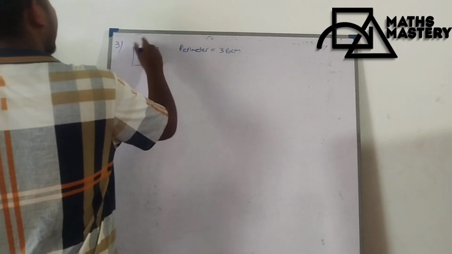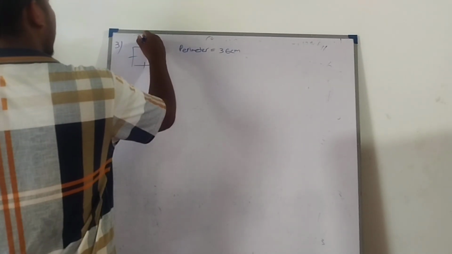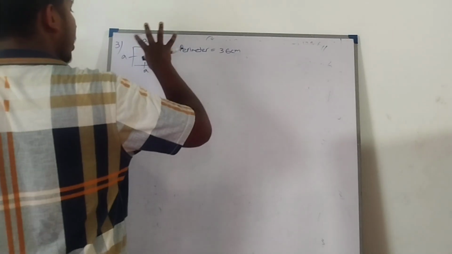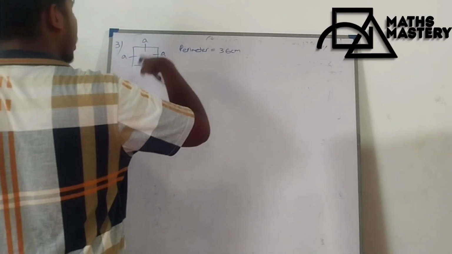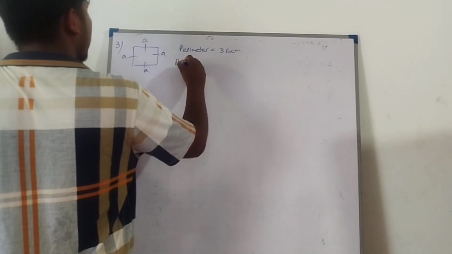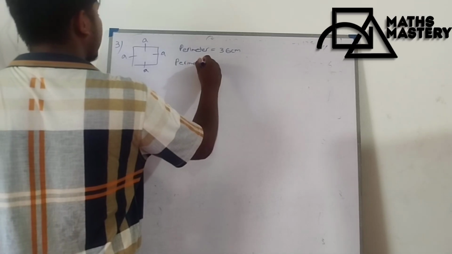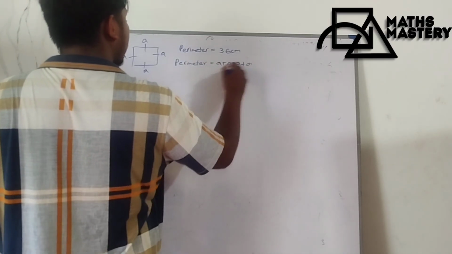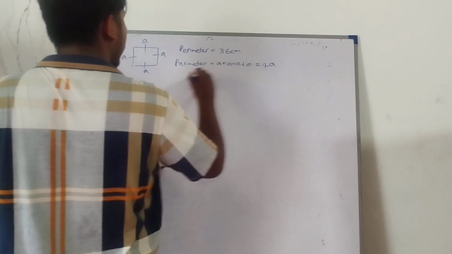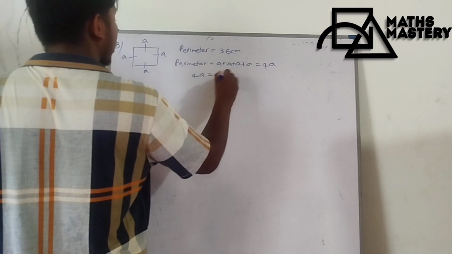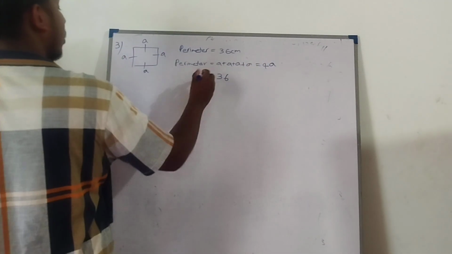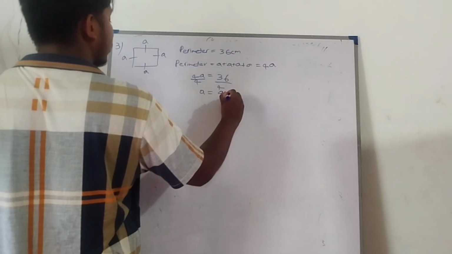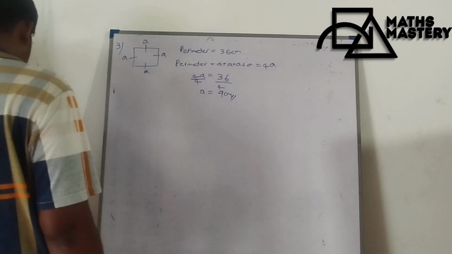Since, students, in a square all the 4 sides are equal, call each side A. If you build an equation for perimeter in terms of algebraic expressions, perimeter is equal to A plus A plus A plus A, which is 4A. 4A is equal to 36. You need to find the length of one side, so you divide by 4. The answer is A equal to 9 centimeters. Okay, that is done.